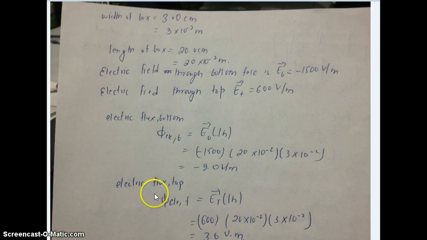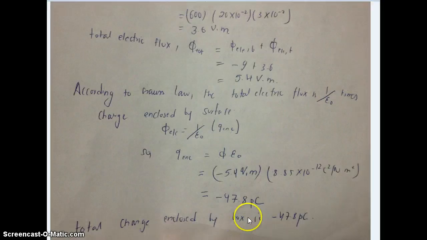And for the electric flux on the top, phi comes out to be 3.6 volt meter. And according to Gauss's law, the total electric flux is 1 by epsilon naught times the charge enclosed by the surface, so phi is 1 by epsilon naught Q. So the Q enclosed comes out to be phi epsilon naught, and we already got the phi from above, which is negative 5.4 volt meter, and epsilon naught is 8.85 times 10 to the power minus 12. Here I forgot to put the negative sign. So the Q enclosed is negative 47.8 picocoulomb. So the total charge enclosed by the box is negative 47.8 picocoulomb.